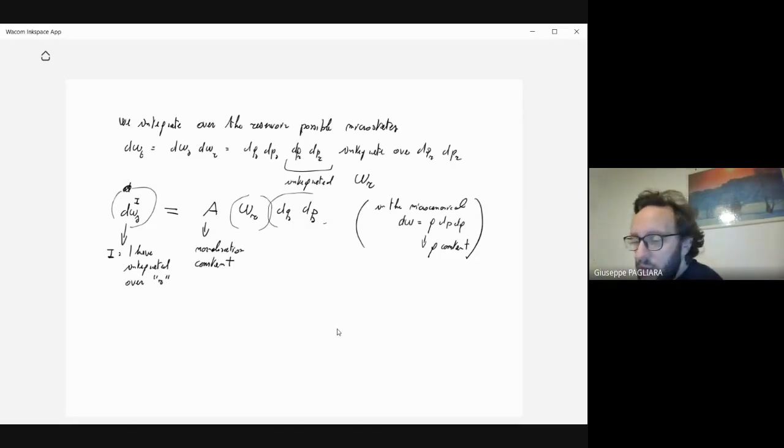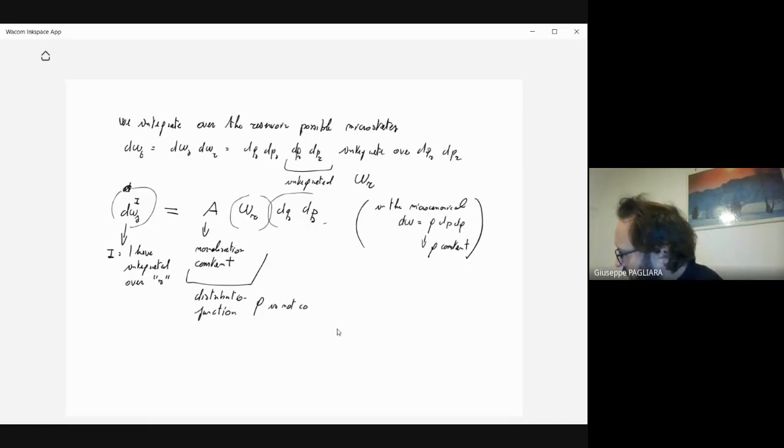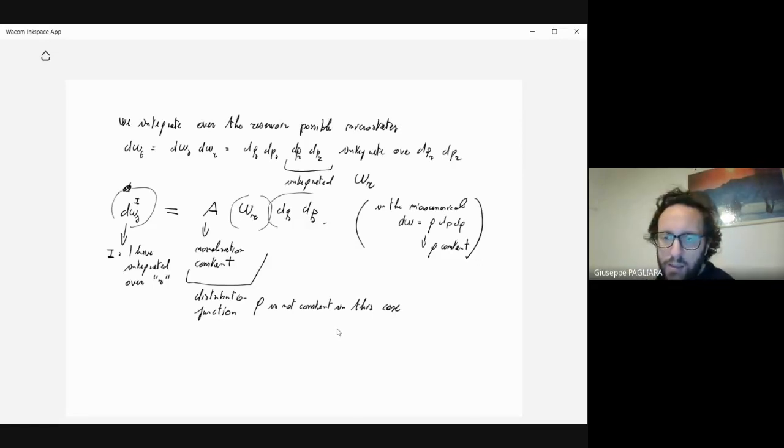Whereas in this case, this is not the case. Now this function here is a density, a distribution function rho, which is not constant in this case. Let's see how to determine this distribution function, which at the end will be just the canonical ensemble in this case.